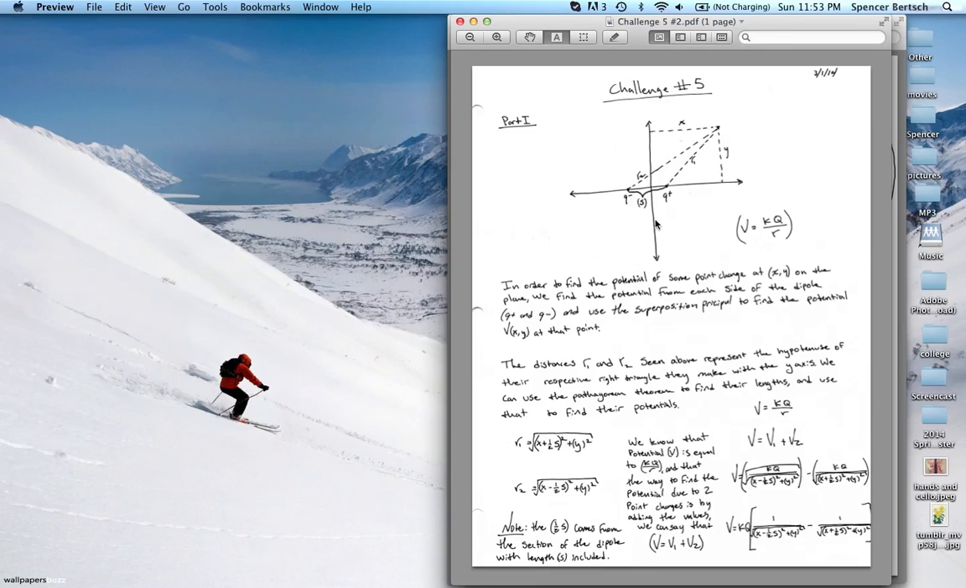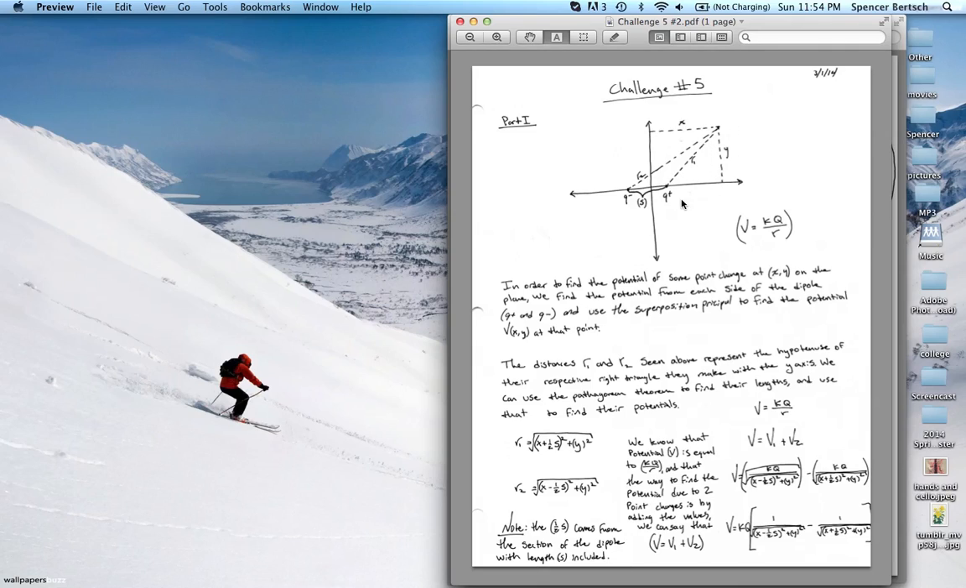You just use geometry. It's actually the Pythagorean theorem. And r1 is equal to the radical of (x plus 1/2 s) squared, because this is x, and this is just 1/2 of the distance s, which is the distance between the positive and the negative charges of the dipole. And r2 is equal to the radical of (x minus 1/2 s) squared.